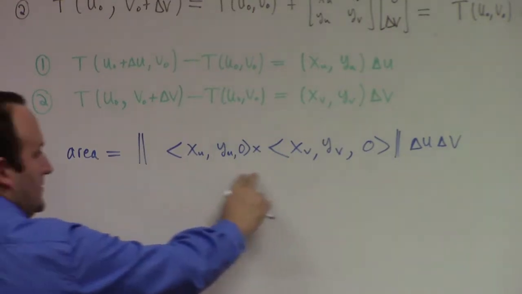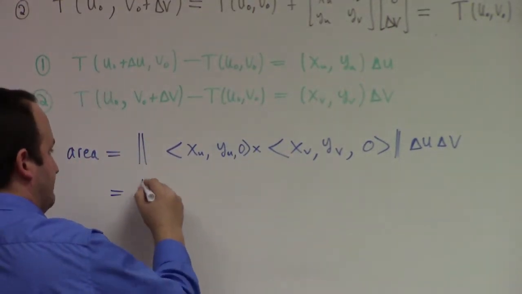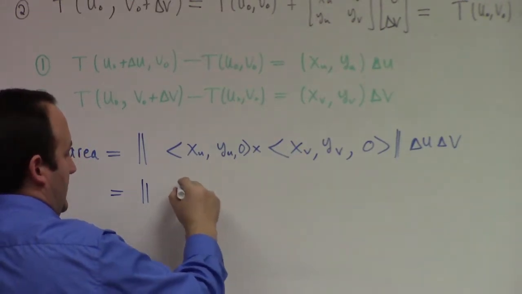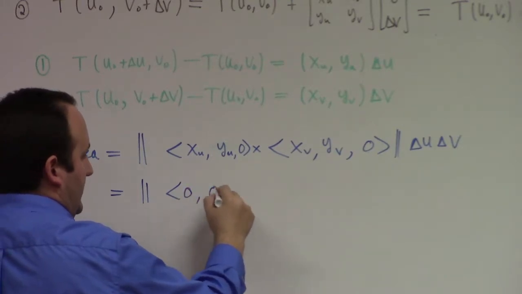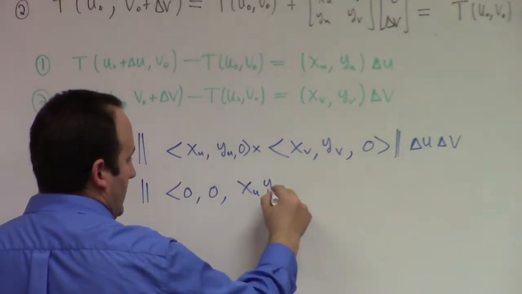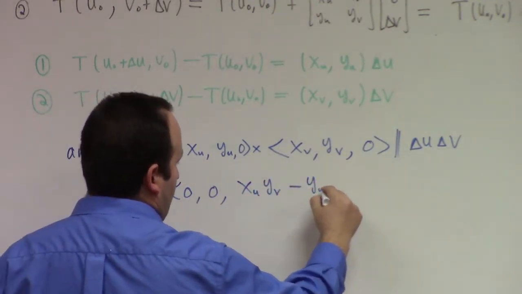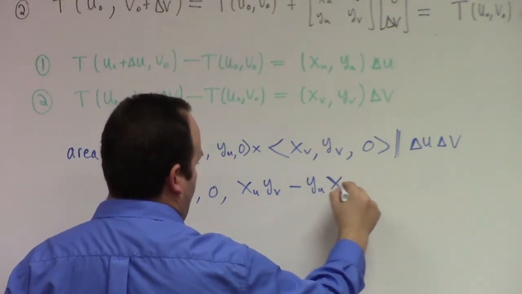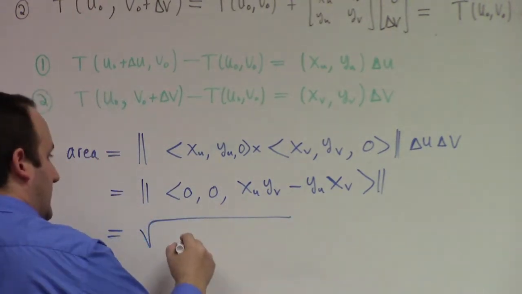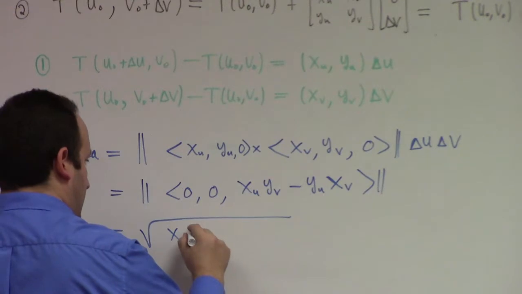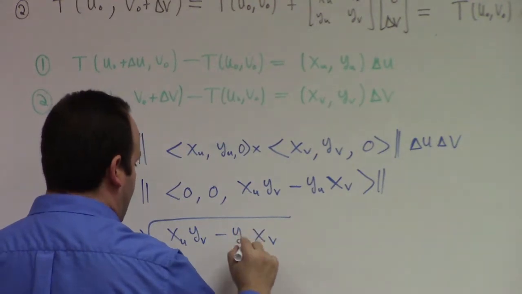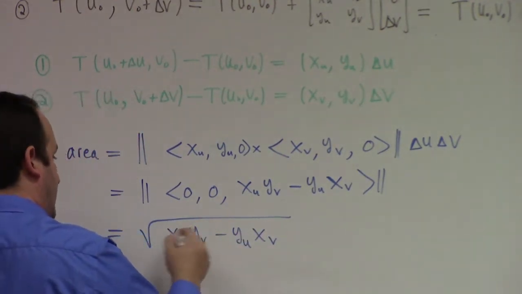So what does this work out to? We get the magnitude of (0, 0, and the z component), which is the only interesting one. So it's xu yv minus yu xv. In other words, the square root of (xu yv minus yu xv) squared.